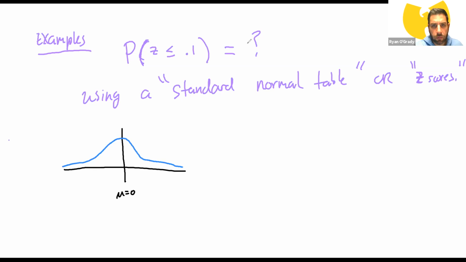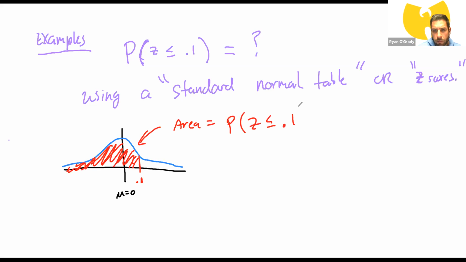So I'm going to draw this rather large, or maybe not to scale. This is 0.1. What area I need is this area over here. This area equals the probability Z is less than or equal to 0.1.